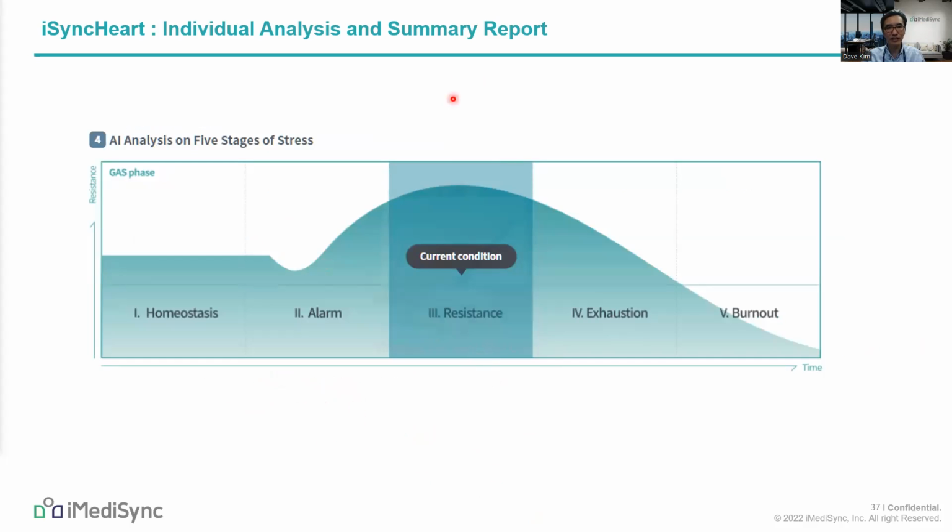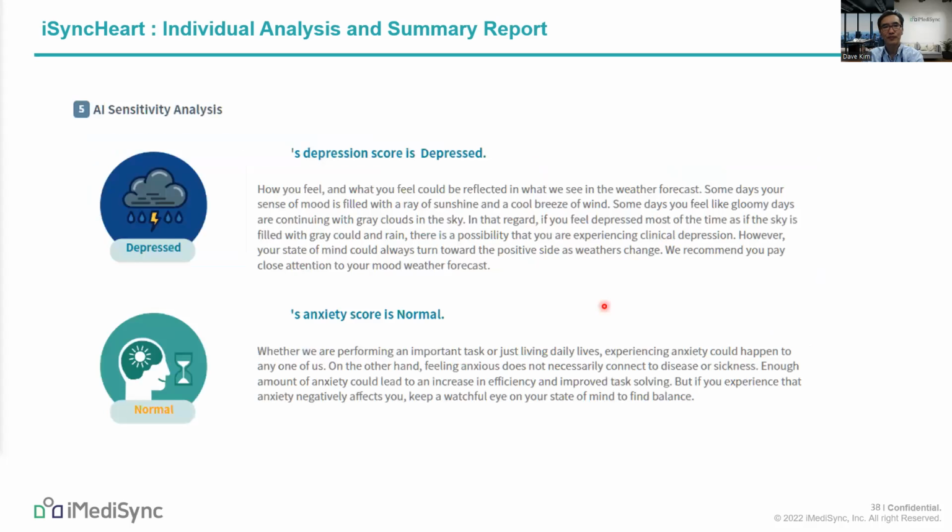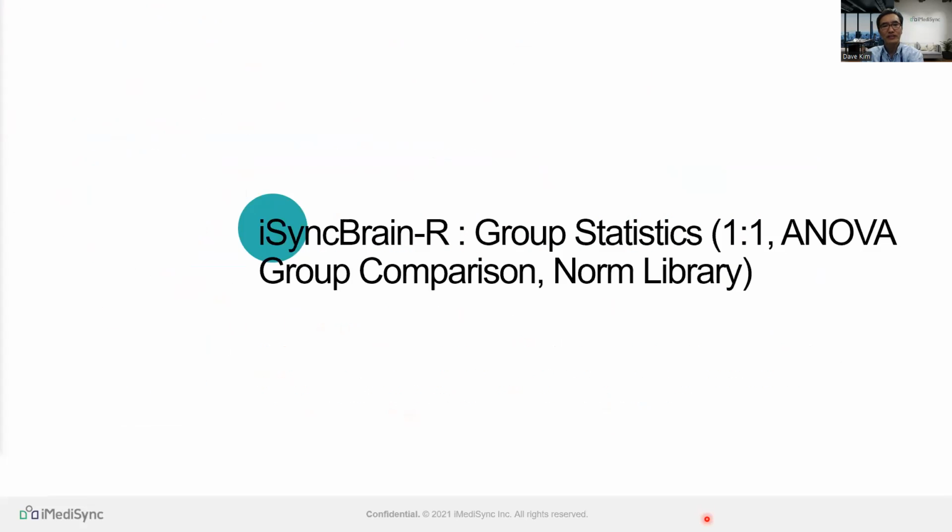In the general adaptation syndrome model, the GAS phase model analysis shows this person is in the resistance status before exhaustion, close to exhaustion. The machine learning based emotion detection algorithm predicts this subject is kind of depressed, but anxiety is normal. We can combine iSyncHeart HRV analysis with QEEG analysis for fully understanding the patient's nervous system.